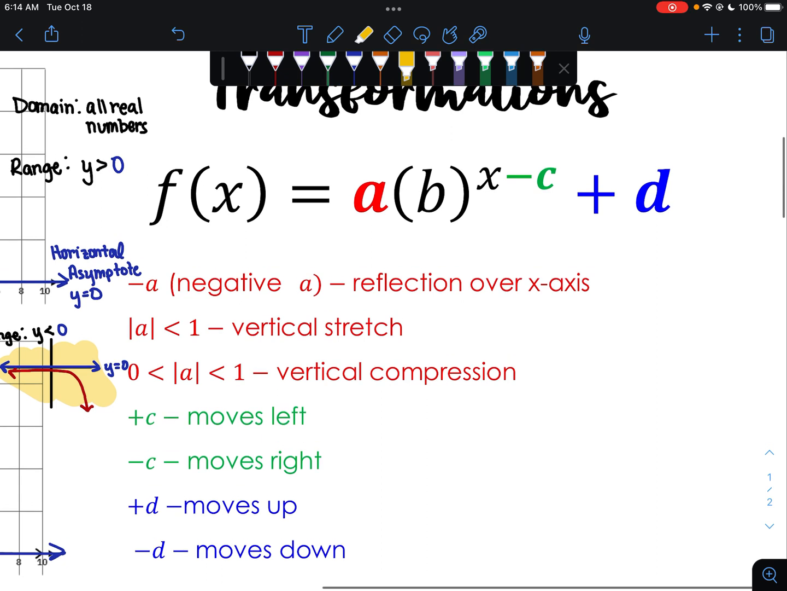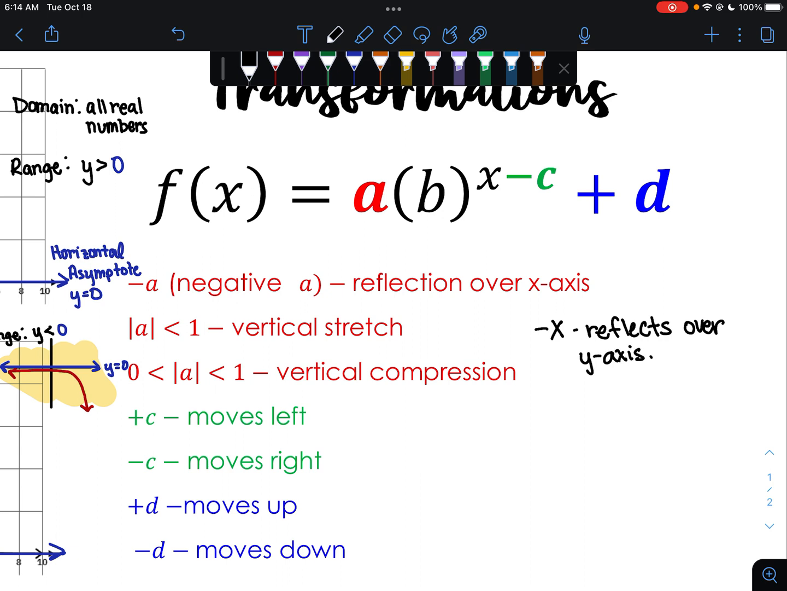Now, one thing I do want to add is that if X is negative, so if I just have a negative X as an exponent, that causes my graph to flip or reflect over the y-axis. Okay, reflects over the y-axis.